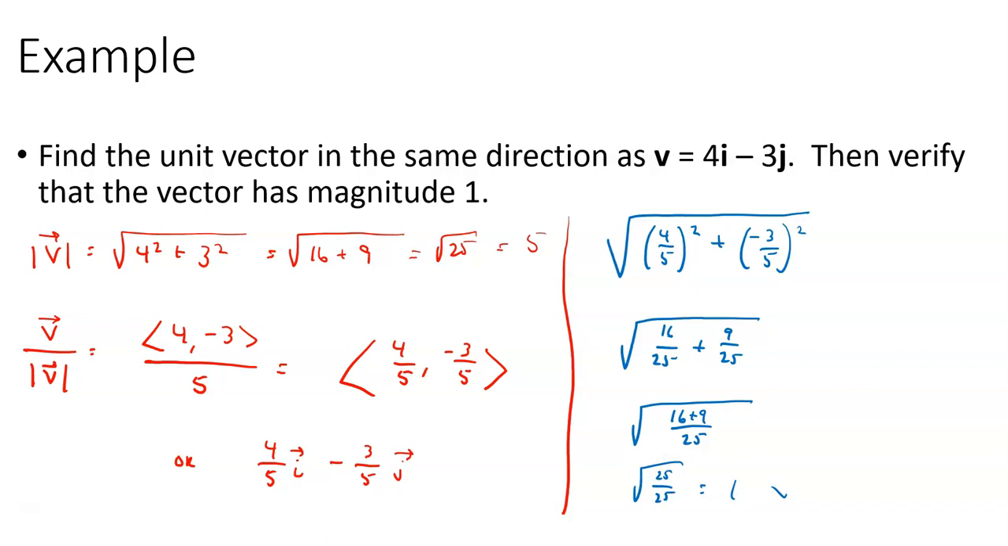It's in the same direction as 4i minus 3j, except now it's got a magnitude of 1. So this is my answer. This is the actual unit vector. And then the second part was just verifying a magnitude of 1.